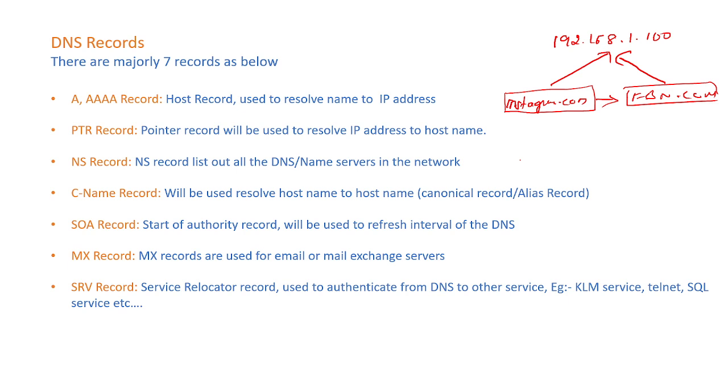The MX record will be next. The SOA record is there, the same thing. SOA is nothing but start of authority. It is the DNS refresh interval: how frequently both DNS servers should exchange information, the replication. That is called the SOA record.